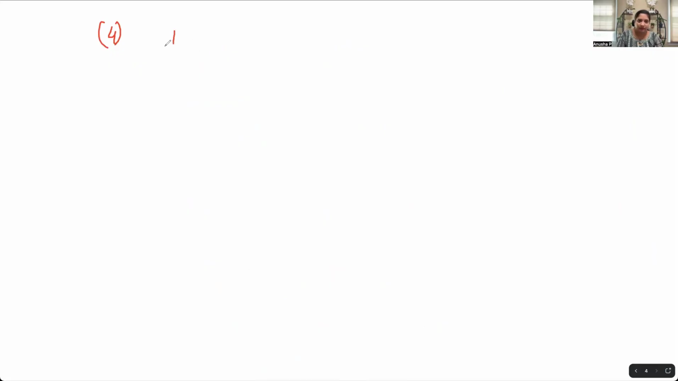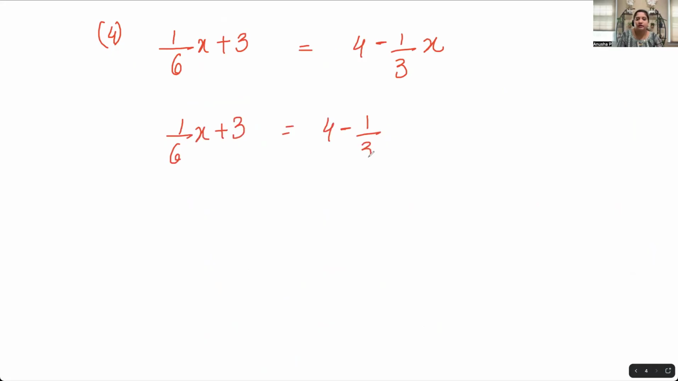Fourth example: 1 over 6x plus 3 equal to 4 minus 1/3 times x. Here, the denominators are 3 and 6. So the least common denominator for 3 and 6 is 6.